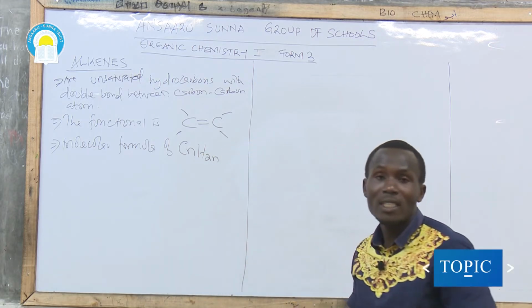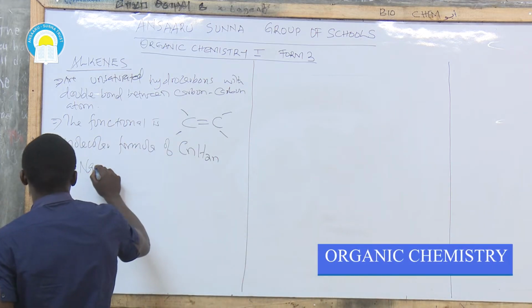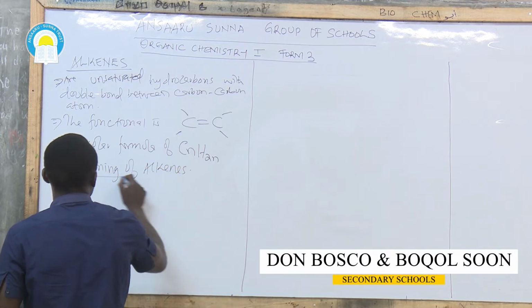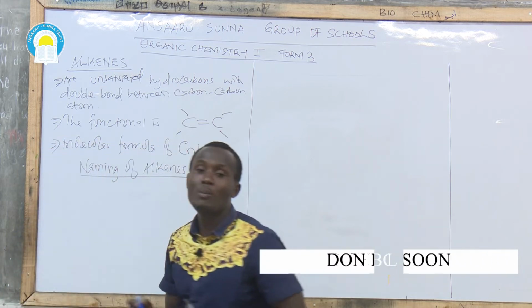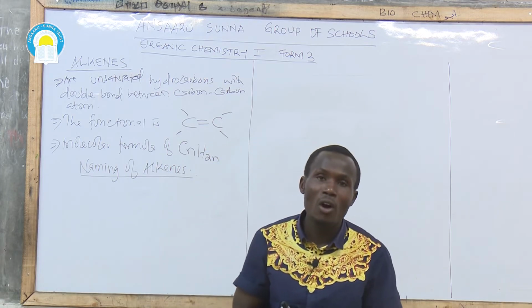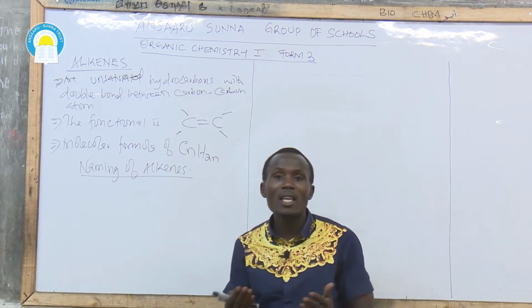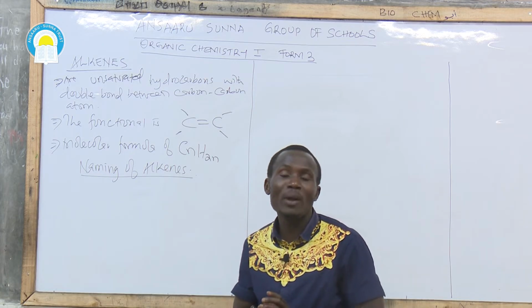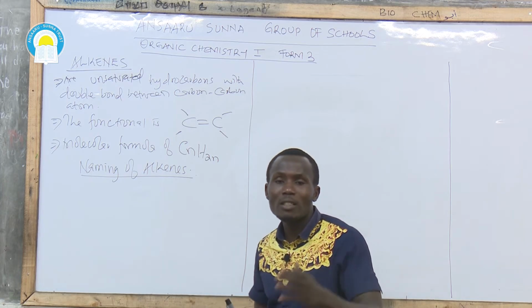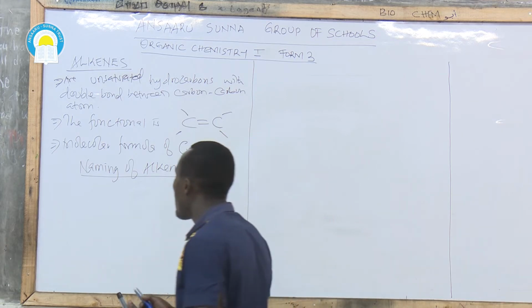So let's have a look at naming of alkenes. How do we name alkenes? Naming of alkenes also depends on the number of carbon atoms, just like alkanes. We have the prefix, which depends on the number of carbon atoms, and the suffix ene is added to the prefix. The first member of alkenes is ethene.